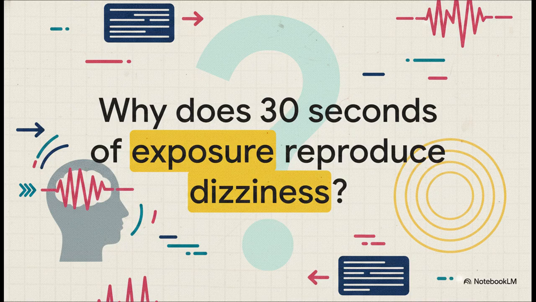But real quick, before we get into the weeds, think about this paradox. Why on earth does just 30 seconds of an optokinetic exposure, like staring at a scrolling screen, reproduce 6 whole months of a patient's chronic dizziness? Sounds crazy, right? But the answer is an absolute game changer for your practice. Because when you do this, you're showing the patient, rather than just telling them, exactly what's short-circuiting in their brain. You're completely validating their experience on a physiological level.